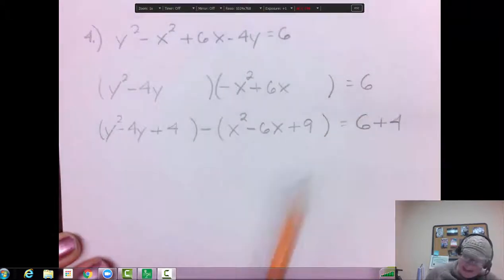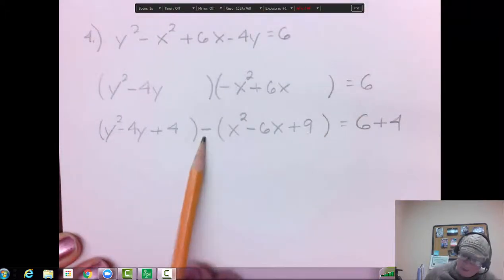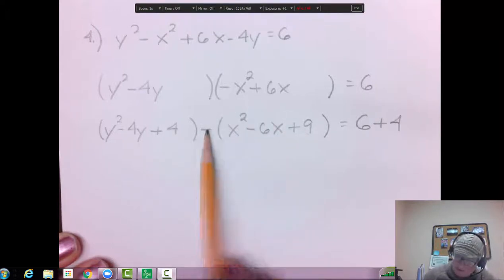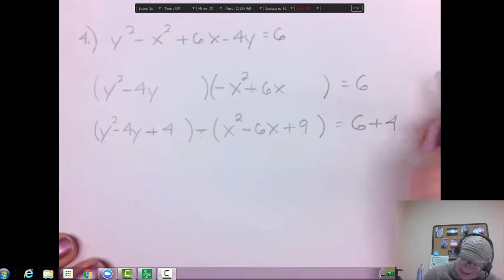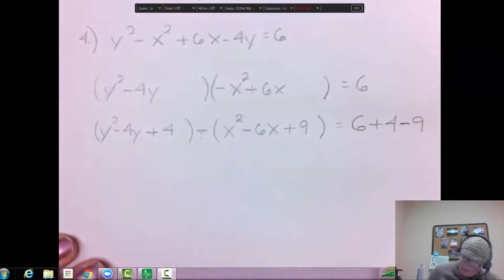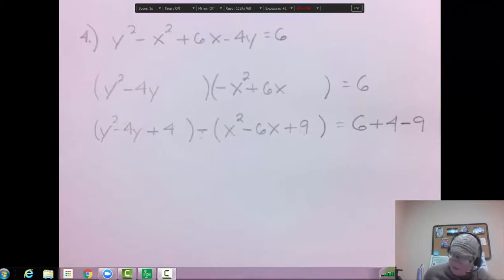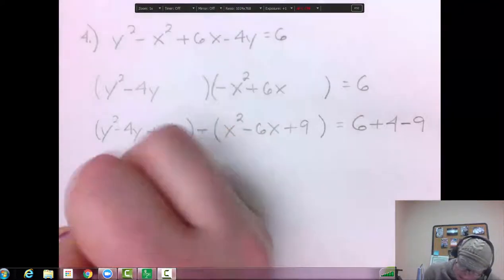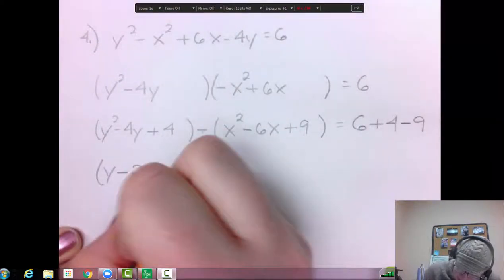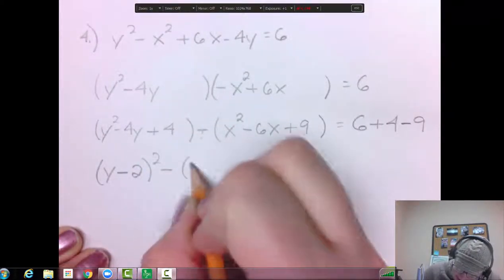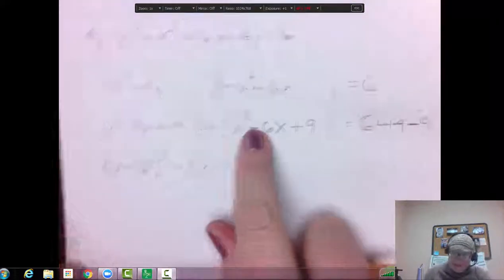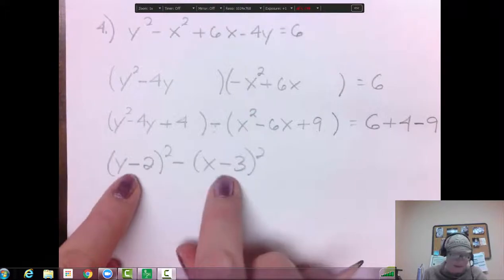But am I really adding a 9? I have a negative out front, so what do I have to do to that 9? I have to multiply it by the negative that I took out. So 9 times negative is basically a negative 9. So instead of adding, I have to subtract that 9 over here, or add a negative 9, however you want to think of that. Okay, so then this one's going to factor into y minus 2 squared, because there's a minus here, and this one's going to factor into x minus 3 squared, because of the minuses on both fronts. Those stay minuses.